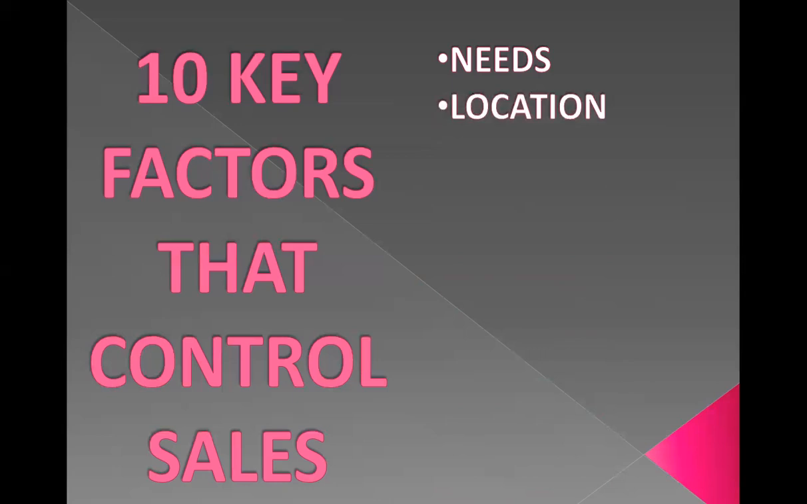The location again is another factor that controls sales. You are in a place, you must know the people there, the number of people, the demographic of the people there, what they need. There are some locations where they sell some products more. So location is another factor that controls sales. Then another one is product name.